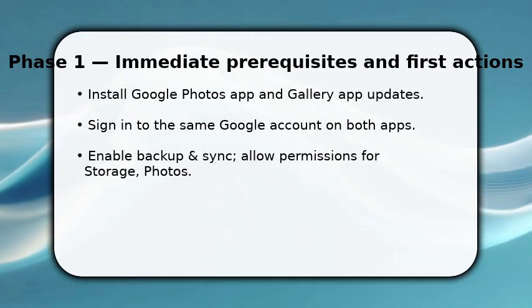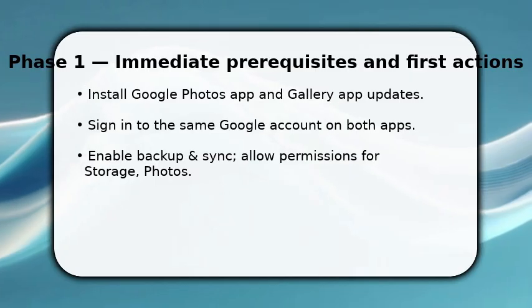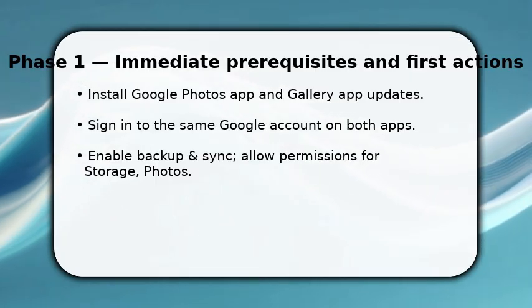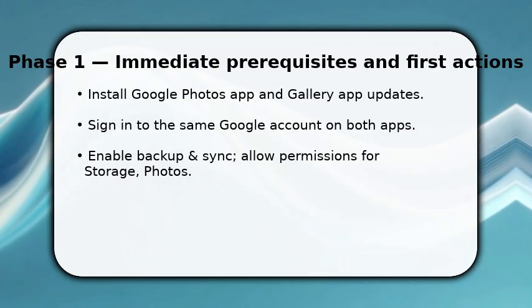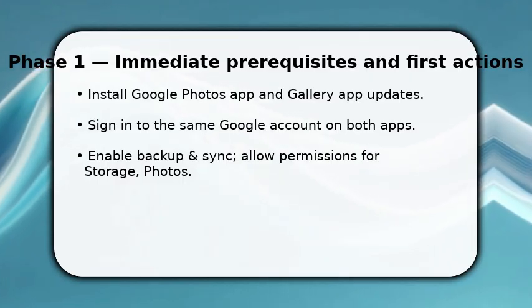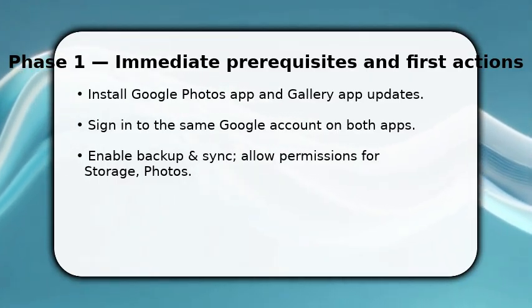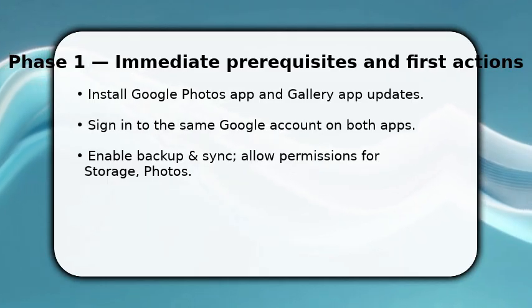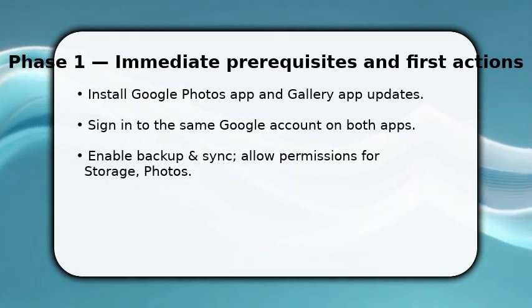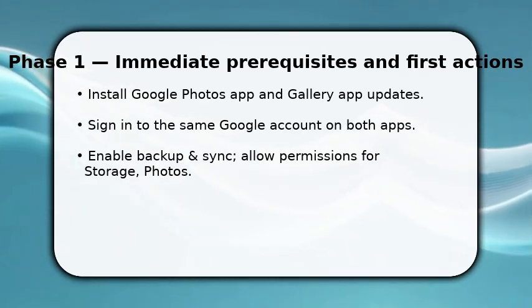You begin by confirming prerequisites and starting the link. You need the latest Google Photos and your phone's gallery app installed. Once done, sign in to the same Google account in both apps. Make sure to enable backup and sync in Google Photos and grant storage and photos permissions when prompted. This lets the apps read and transfer media.